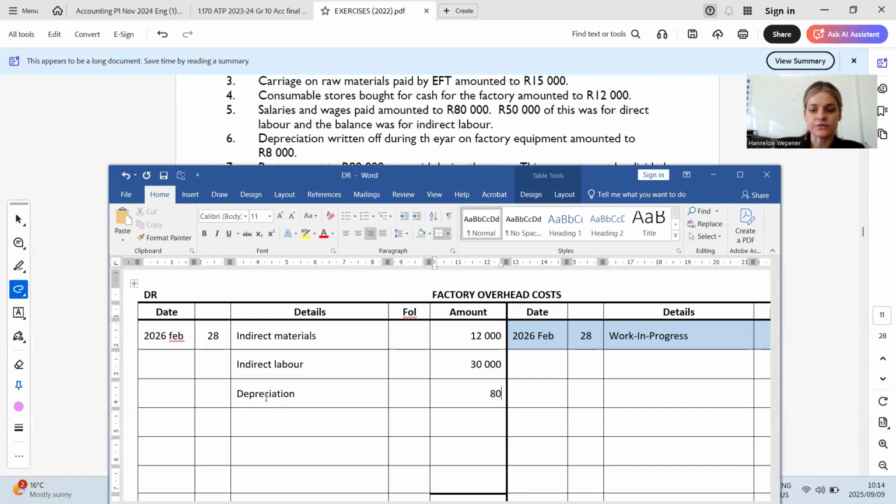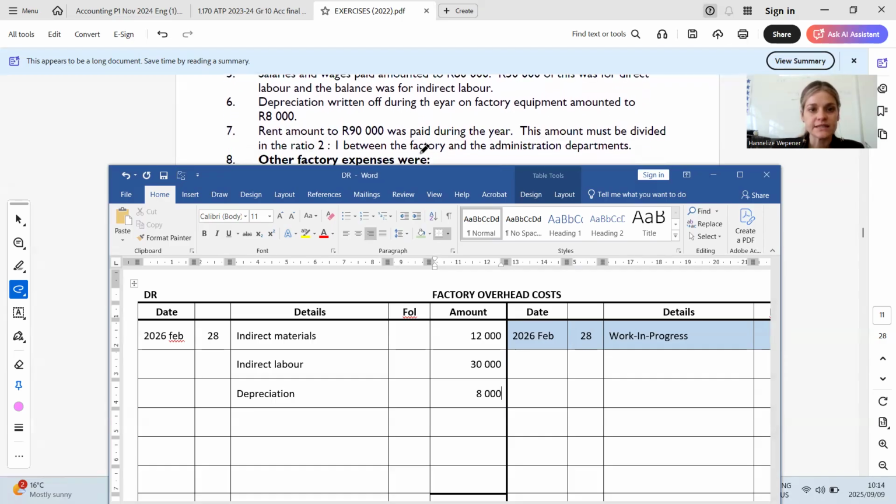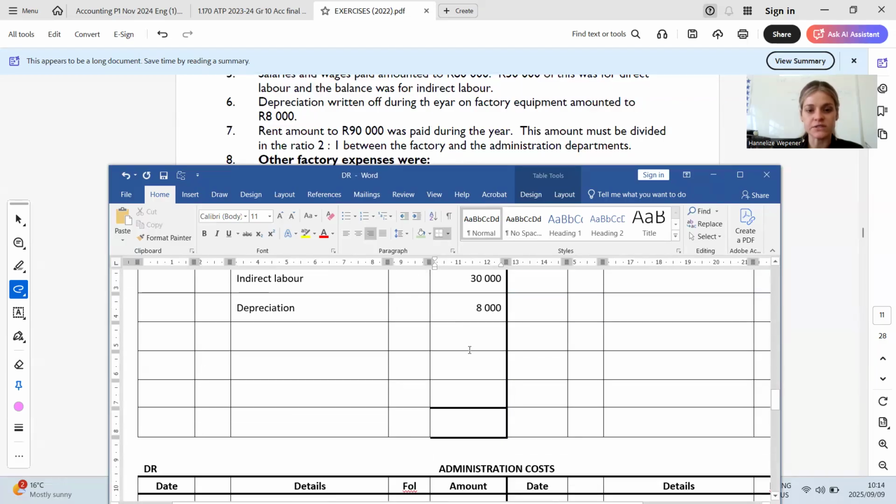And that is 8,000 for the factory. So the full amount goes to factory. Rent amounted to 90,000 Rand, was paid during the year. This amount must be divided in the ratio 2:1 between factory and admin departments.